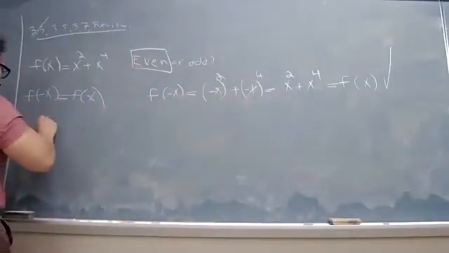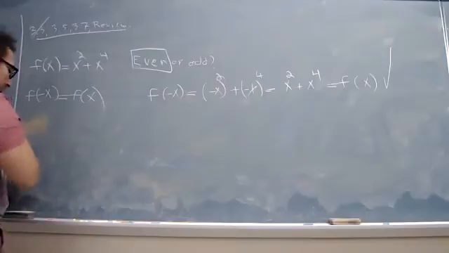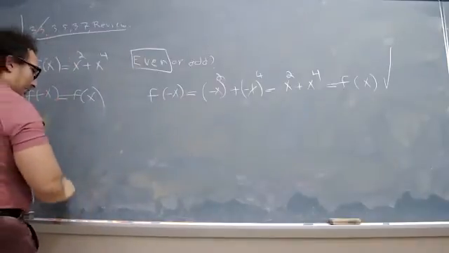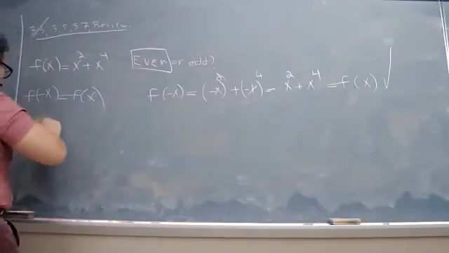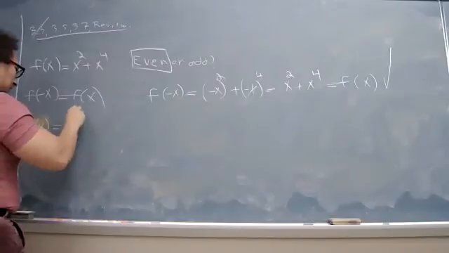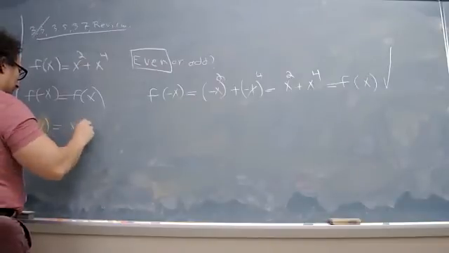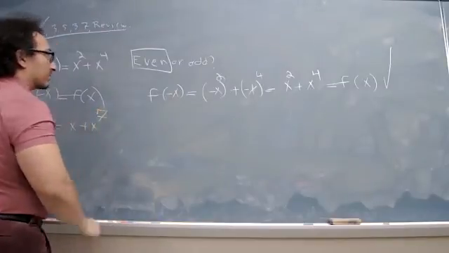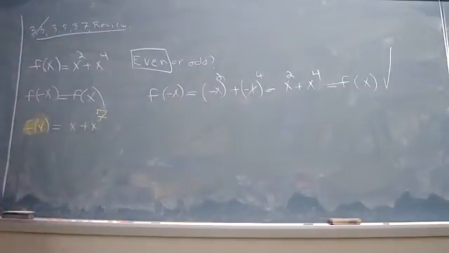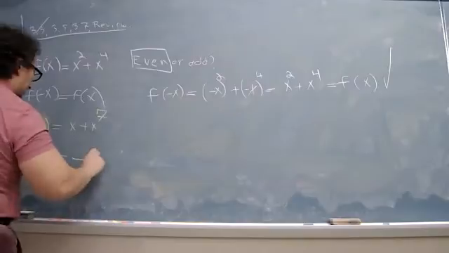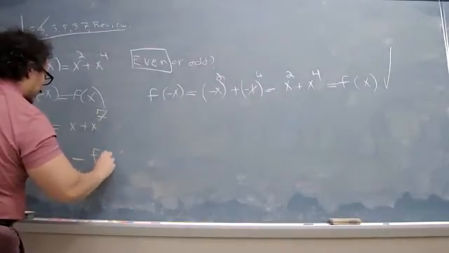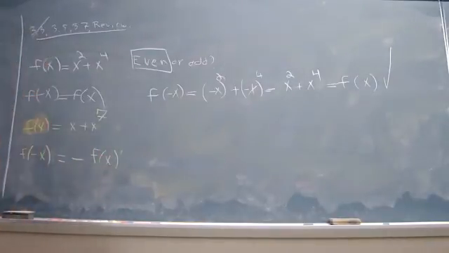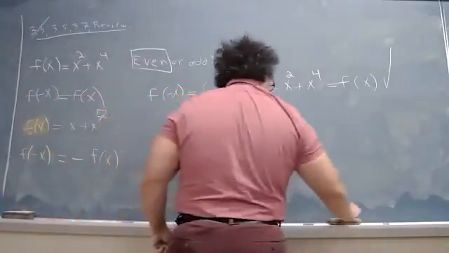What about f of x is equal to x plus x to the 7th? Even or odd? Recall, for it to be an odd function, f of negative x must equal negative f of x. Let's see if this function does that.